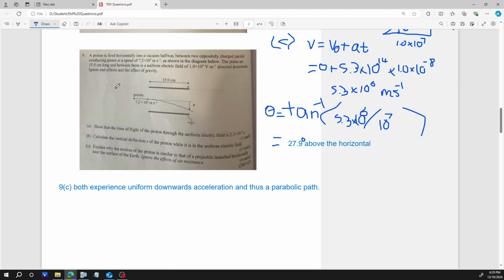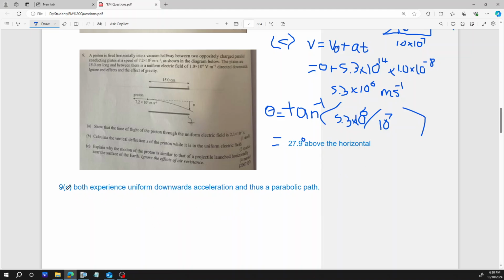A proton is fired horizontally in a vacuum halfway between two oppositely charged parallel conducting plates. Speed of that, shown in the diagram below, the plates are 50 centimeters long, and yeah, very similar question. Volts per meter, uniform electric field, directed downwards. Time of flight, proton, same thing.